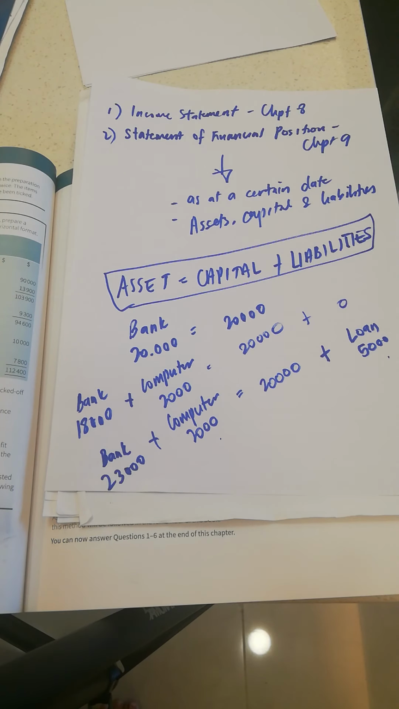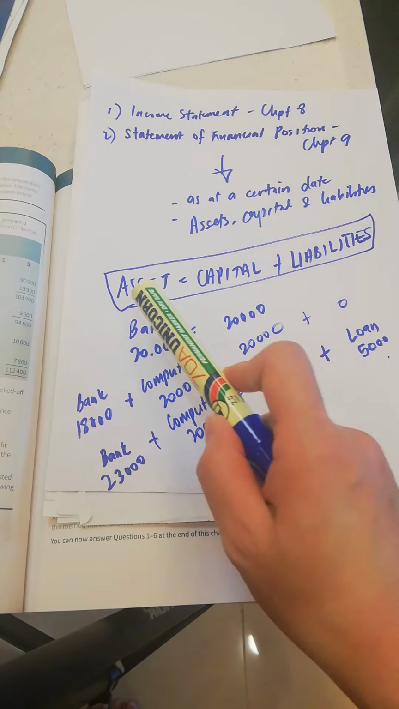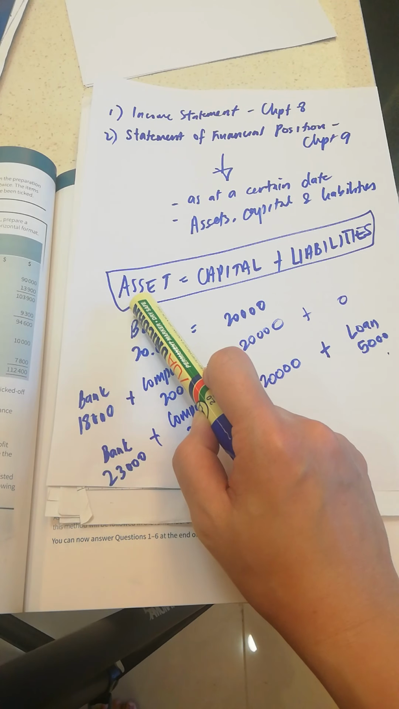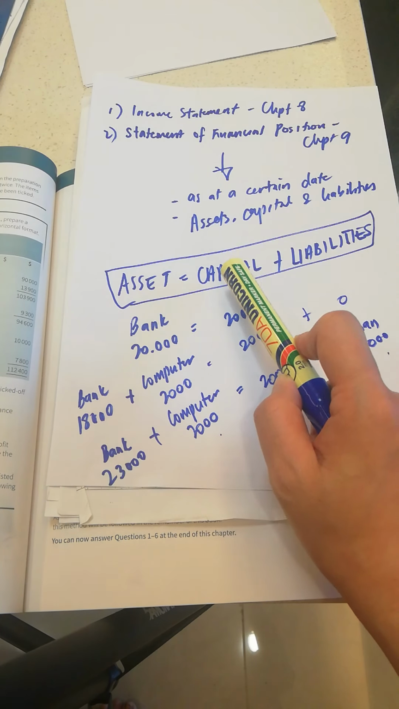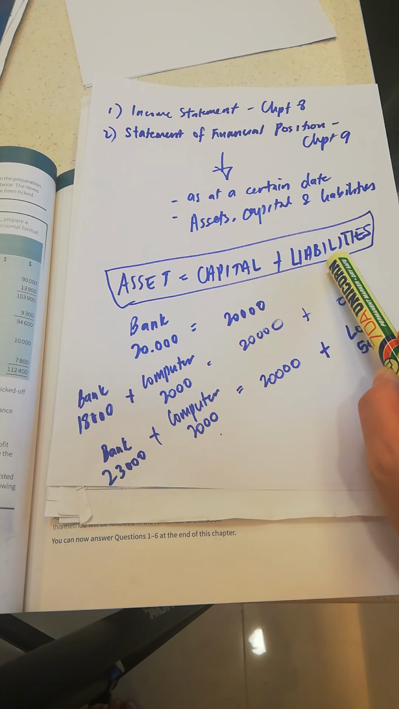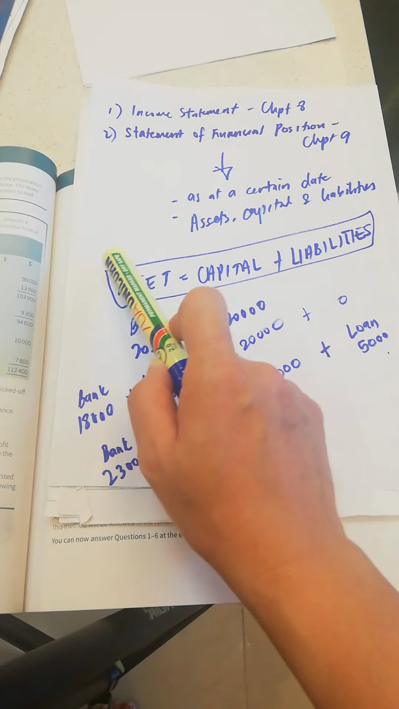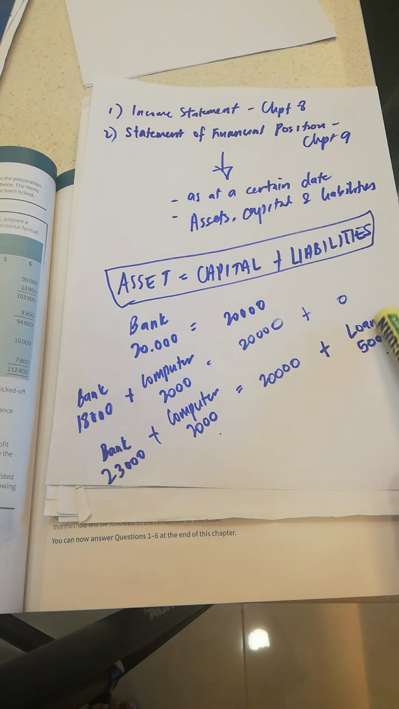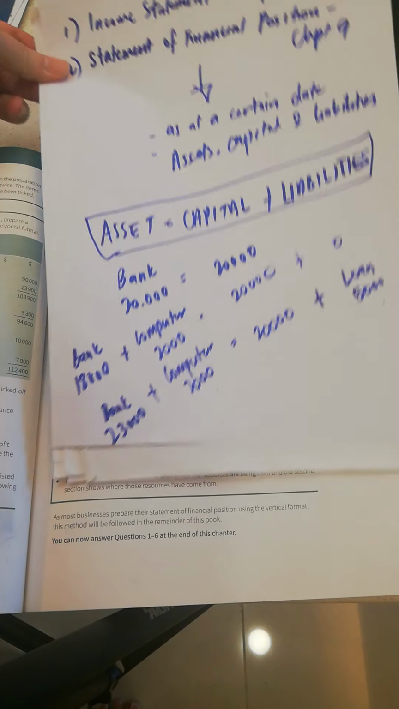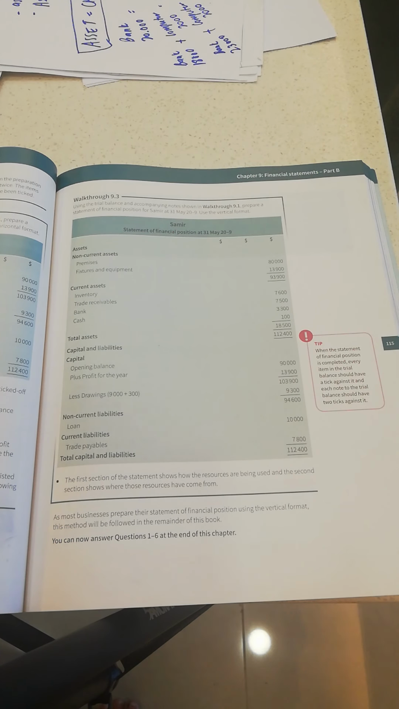Because anything that the company owns, the asset, whatever resources the company has, it has to be either invested by the owner or borrowed from an outsider. That's why this equation will always hold. And if you understand this framework, this concept, really the statement of financial position is a reflection of the accounting equation. Now let's look at the statement of financial position in your textbook.